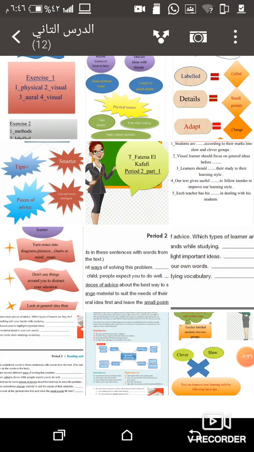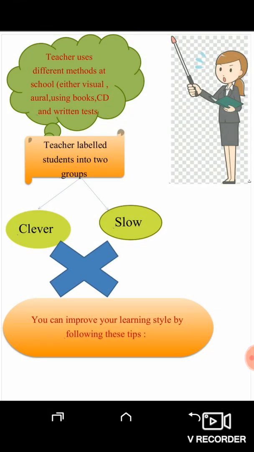let's see what teachers nowadays say about students and what they use at the schools in order to explain their lessons. عشان يشرحوا, teachers use methods, بيستخدموا طرق at the school, either visual, oral, using books, CD, written test. So they use different styles, different ways in order to discuss their lessons. And they label the students وبصنفوا الطلبة to clever and slow students.